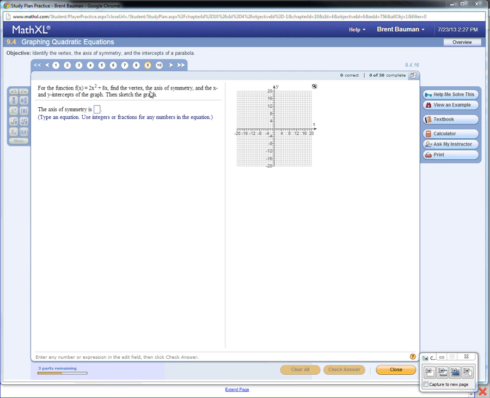So when we're graphing our quadratic, with this one we're looking for the vertex, the axis of symmetry, the x-intercepts, and the y-intercepts of the graph. So we're going to find all of these and then go ahead and plot them onto our coordinate plane. So let's talk about these different parts first before we start finding them with this specific example.